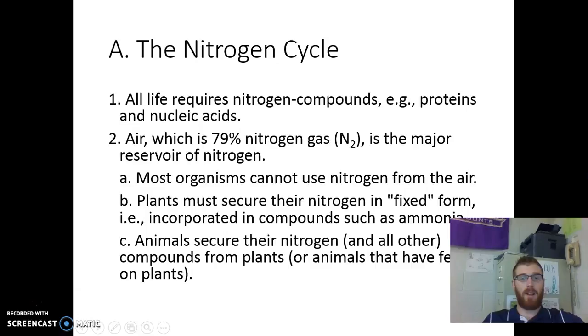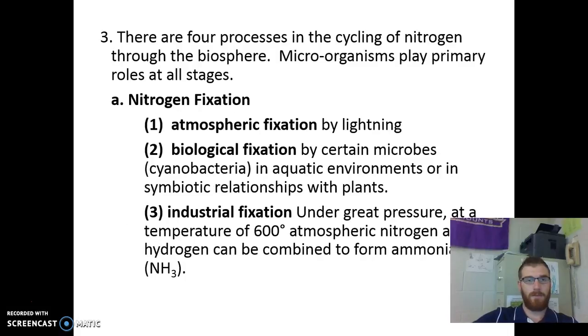Most organisms cannot use nitrogen from the air. It must be processed in a different way. Plants secure most of their nitrogen in fixed forms, for example, incorporated in compounds such as ammonia. Animals secure their nitrogen and all other compounds from plants, or animals that have fed on plants. So you're going to get the most nitrogen from plants that you eat, but you do get some from secondary consumers such as beef or chicken or things like that.